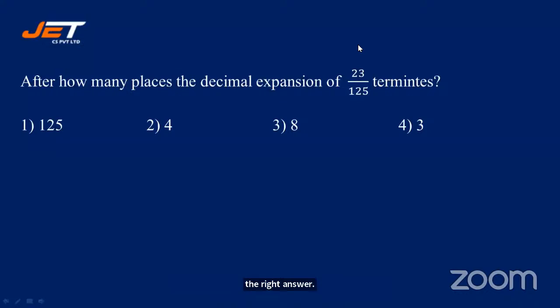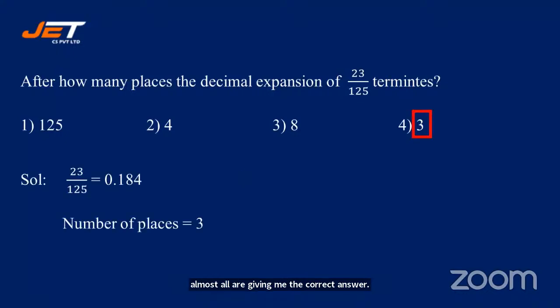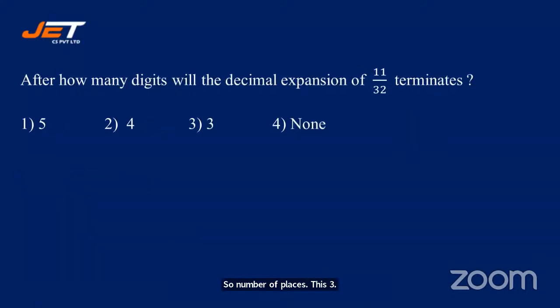Yes. Hansi, you're right. Navneet, check your answer. Bhavana, you're right. Priya Nayak, you're right. Gayatri, check your answer. Pranati, Akhilesh. All right. Almost all are giving me the correct answer. It is option 4, that is, the answer is 3. How? 23 by 125 is 0.184. So the number of places is 3. All right. Yes. See the next question.